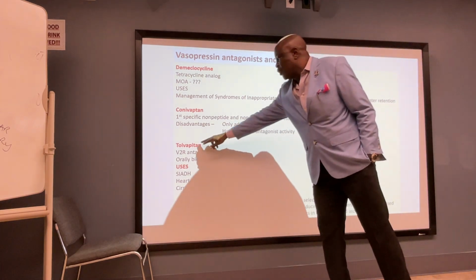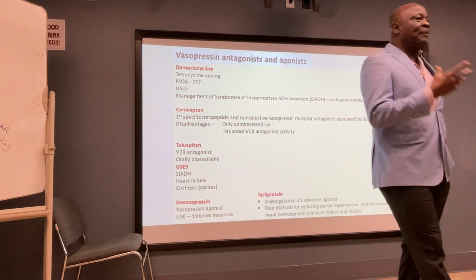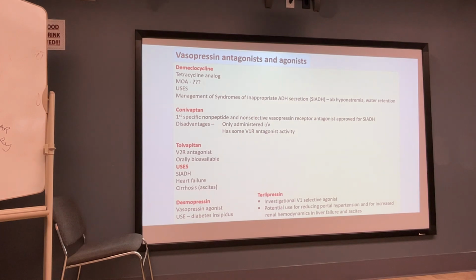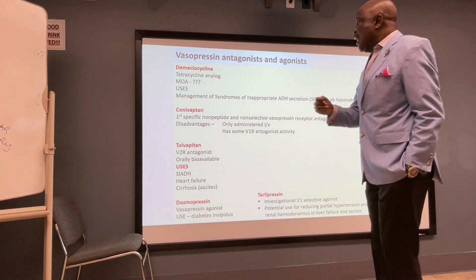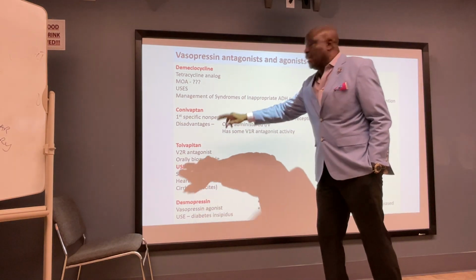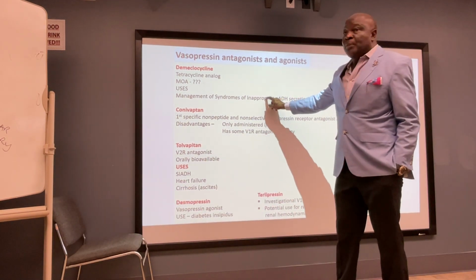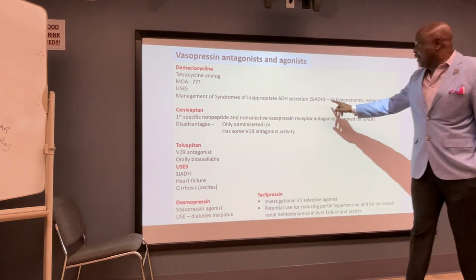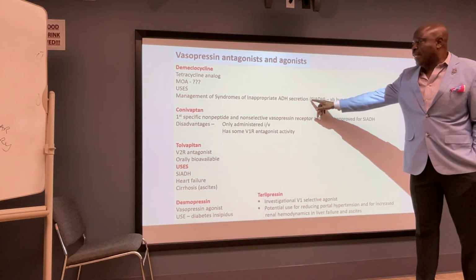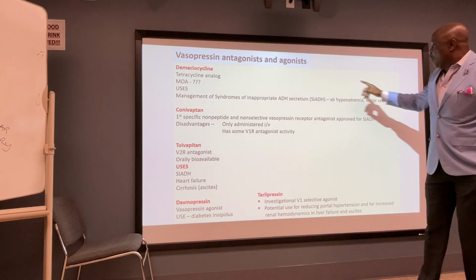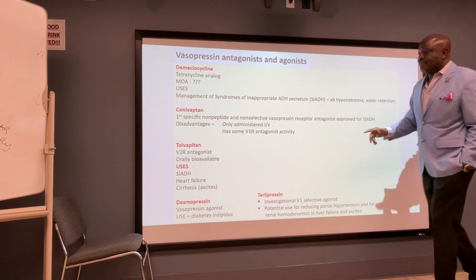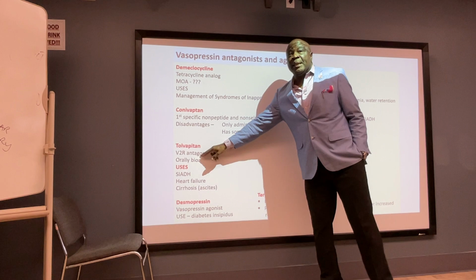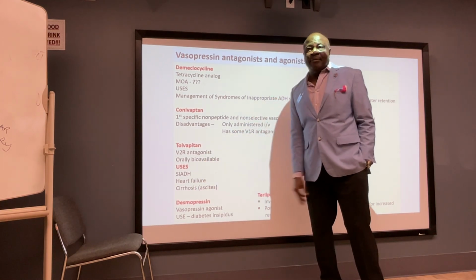Now you have tolvaptan. Tolvaptan is your typical V2 receptor antagonist. And this one, I didn't need to tell you that it will be useful here too. Because when you have too much secretion of ADH, and you are worried about water retention, then you need a V2 receptor antagonist. Is that clear?